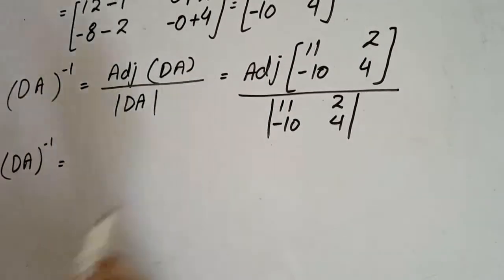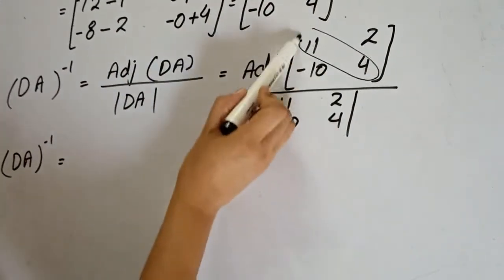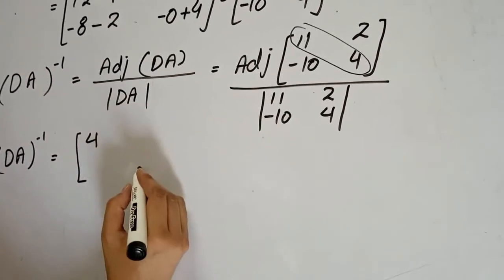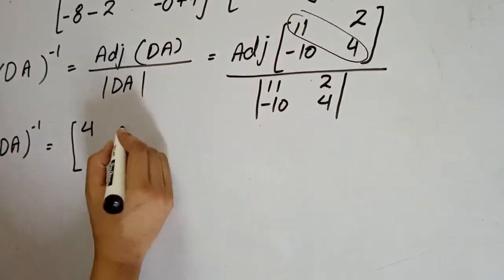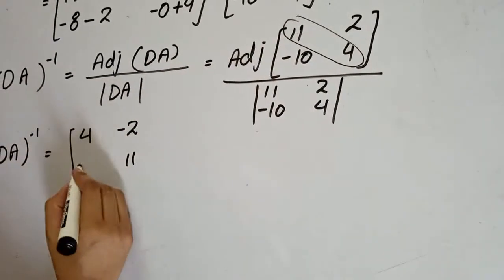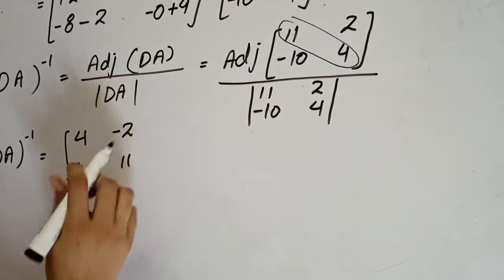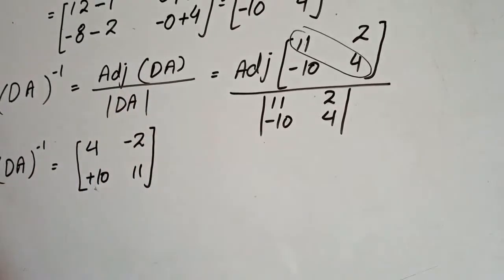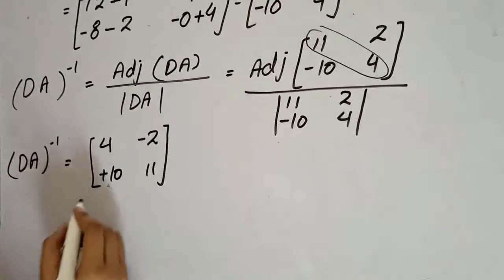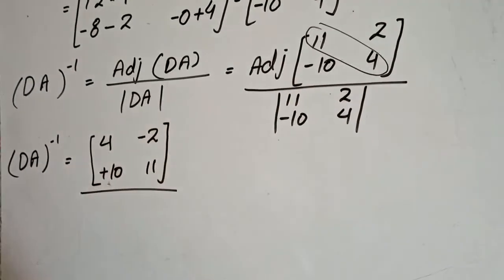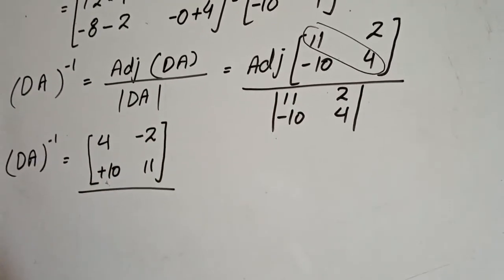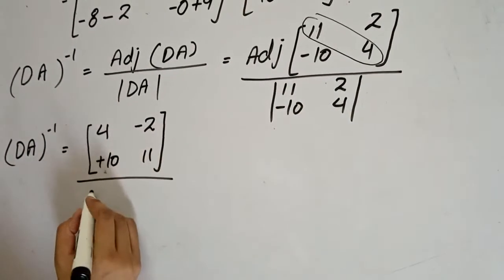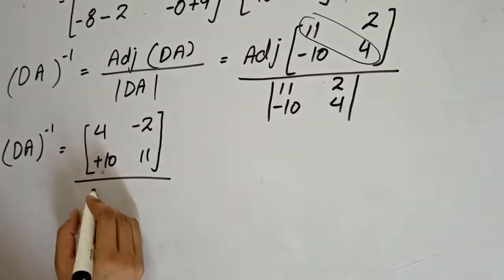How are we going to take the adjoint? The diagonal entries will be interchanged. In place of 11 there will be 4, and in place of 4 there will be 11. Plus 2 will be minus 2, and minus 10 will be plus 10, because in the adjoint we interchange the diagonal entries and change the sign of the non-diagonal entries. In the denominator we will take its determinant, which we get by multiplying the diagonal entries and subtracting the product of the off-diagonal entries.